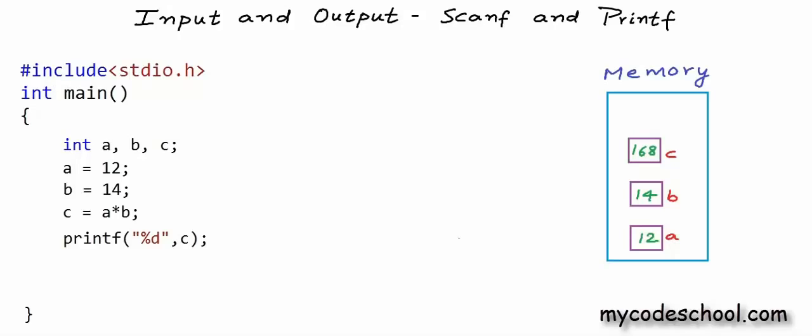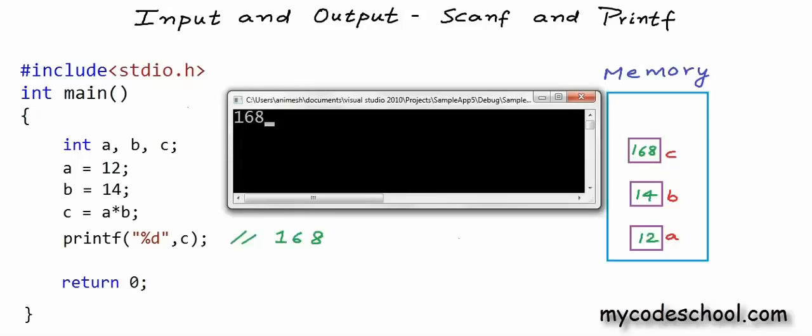When printf would see a %d in the string constant, it would expect another argument of type integer corresponding to this %d, and it would replace %d with value of this integer. So what should be the output of this printf statement that I've written here? Well, in the string constant, we only have a %d. This %d will be replaced by value in c. And value in c is 168, so 168 will be printed on screen. I'll just put a return 0 in end here. And now if I run this program, then this is what I'm getting.